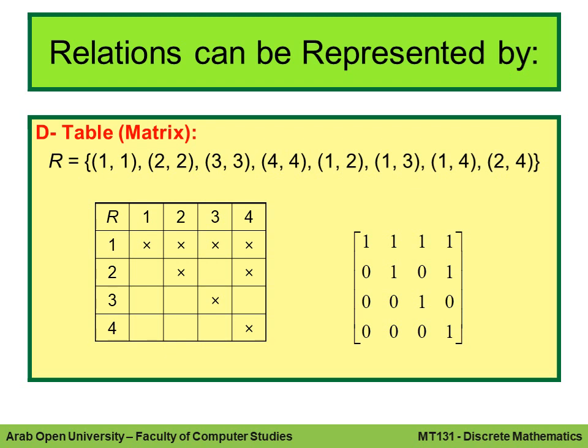Now in the first row you see x's. This would indicate that one divides every other integer in the set except itself. In the second row there's an x: 2 divides 2 and 2 divides 4. In the third row, 3 divides itself and nothing else, and 4 also divides itself and nothing else.